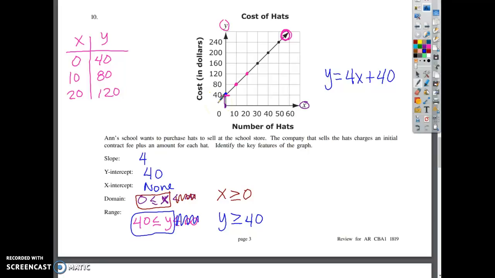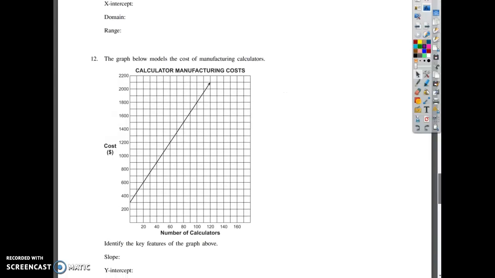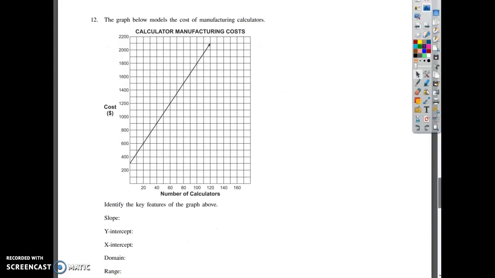Now, we have about 8 minutes. So I'm not going to go through all of these. Let's just go real quick and do number 12. I'm skipping around. You have to do the rest of them for homework. Number 12. Pick some pretty points. We need a table in order to get the equation. Or we can just, we need the slope.